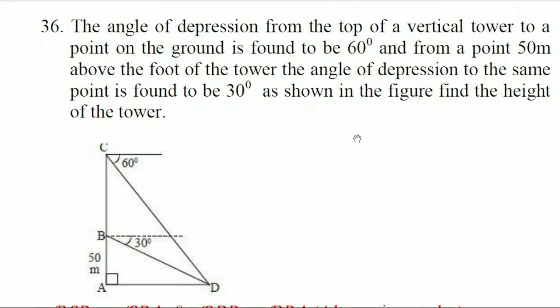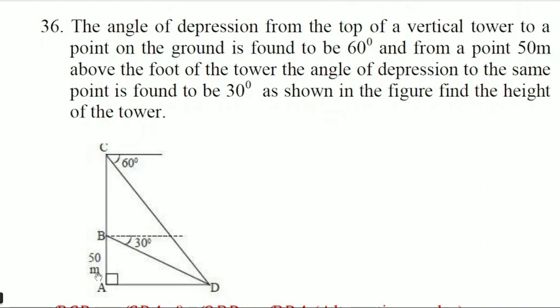Question number 36. The angle of depression from the top of a vertical tower to a point on the ground is found to be 60 degrees. And from a point 50 meters above the foot of the tower, the angle of depression to the same point is found to be 30 degrees as shown in the figure. Find the height of the tower. So observe the figure. See, this is the tower. AC is the tower, so we should find the length of AC.